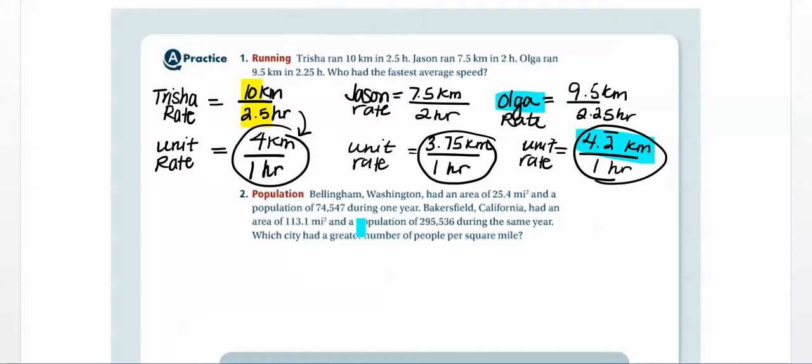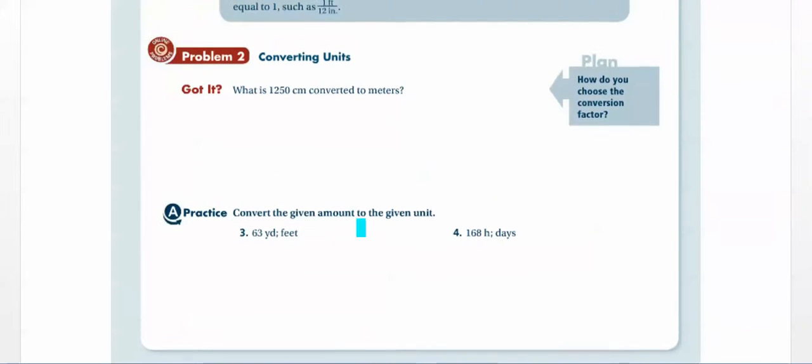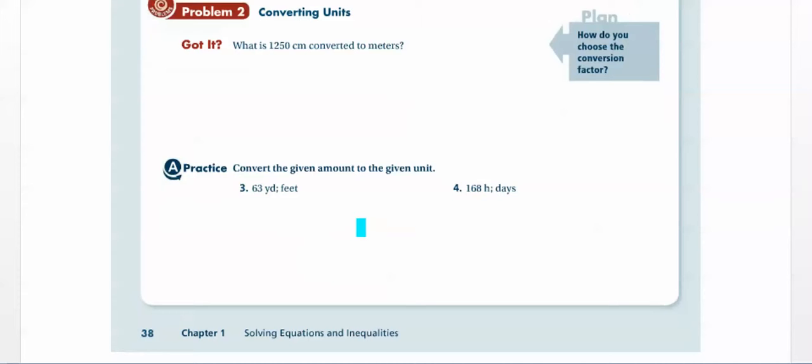Okay. Next I want to go ahead and we're going to do some conversions. So we're going to look at number 3 at the bottom of the page. It says convert the given amount to the given unit. So we have 63 yards, and we need to turn that into feet, right? So we know that 1 yard over 3 feet is our conversion factor, or you can write it as 3 feet over 1 yard.